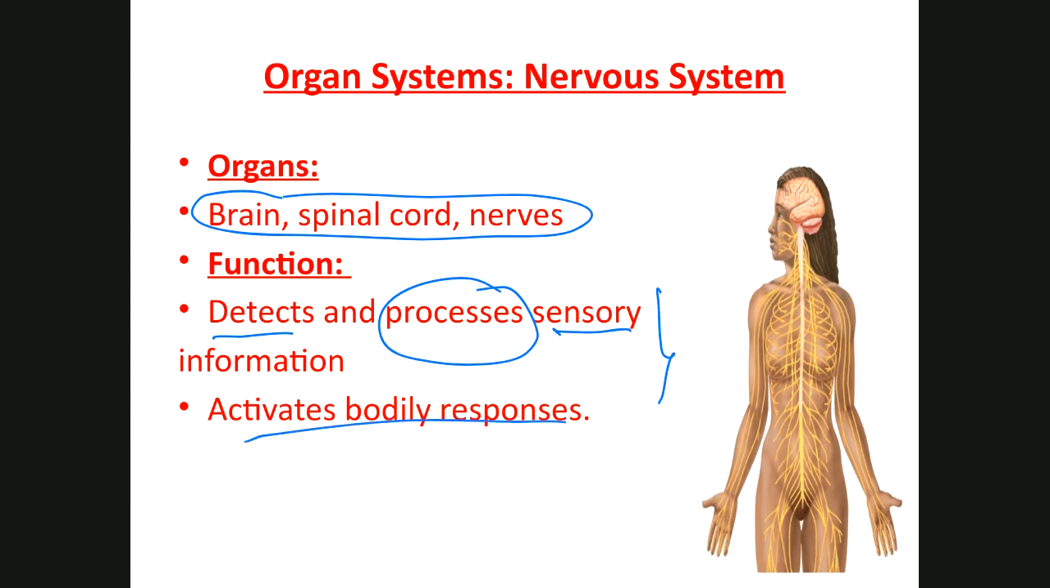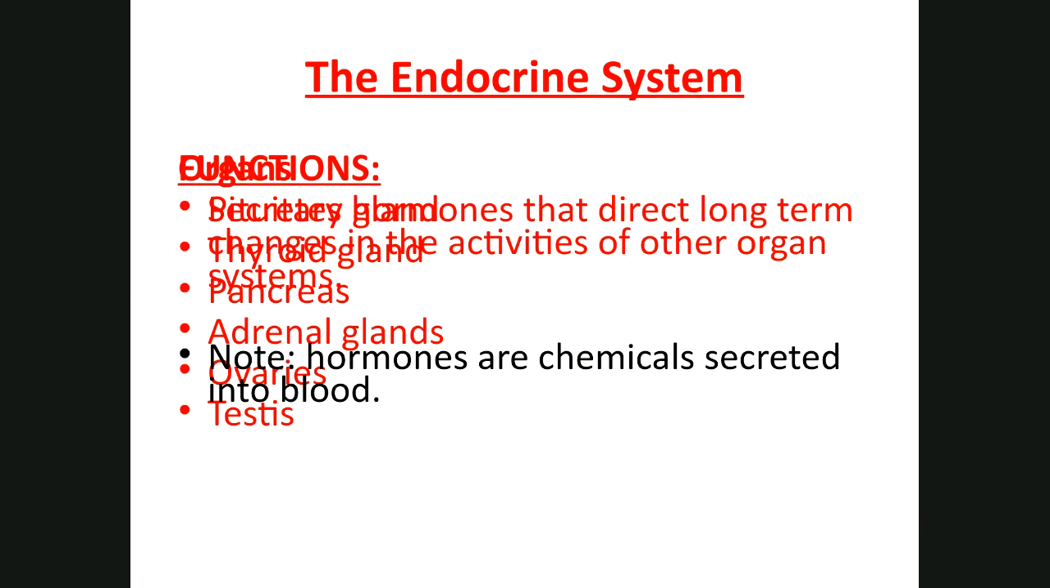So the nervous system collects information, processes the information, and if there is a response that is needed, the response is put together by the nervous system. So that, in a nutshell, summarizes the functions of the nervous system.